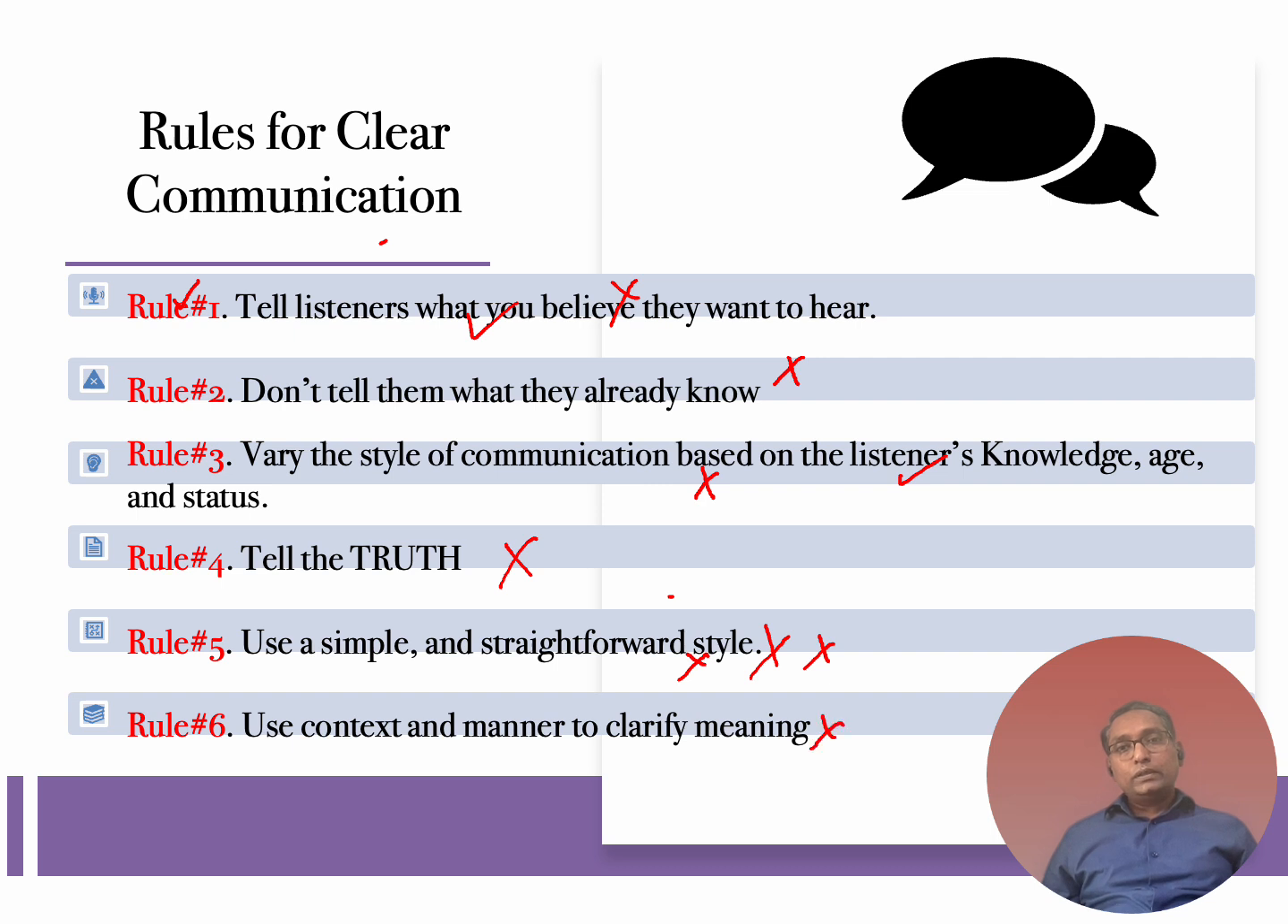Rule number six: use the context and the manner to clarify meaning, meaning that you try to make things clear. That's why elaborating on what you've said is important. Or if you don't understand what the other person is saying, you can ask for elaboration and ask them to give you more context. And you, as a speaker, use the context to provide meaning. So these are some rules you need to be aware of, both as a speaker and listener.